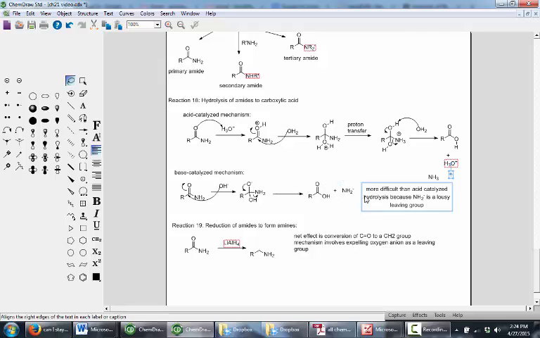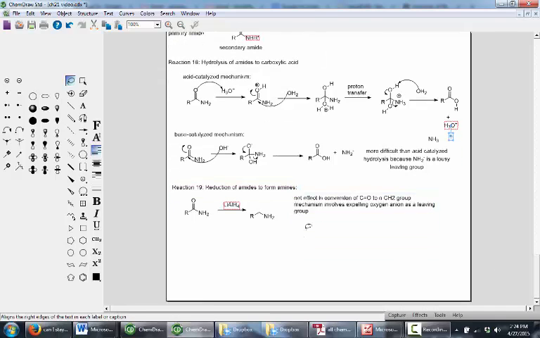Now the reason this reaction is so much more difficult than the acid catalyzed hydrolysis is because NH2 minus turns out to be a lousy leaving group. That's a terrible leaving group, which is why in general if you want to hydrolyze an amide to a carboxylic acid, you are going to have a strong preference for doing the acid catalyzed rather than the base catalyzed reaction conditions. Okay. Now, finally, when we talk about amide reactions, amides can also react with lithium aluminum hydride.